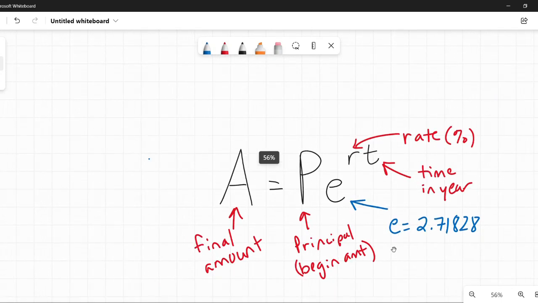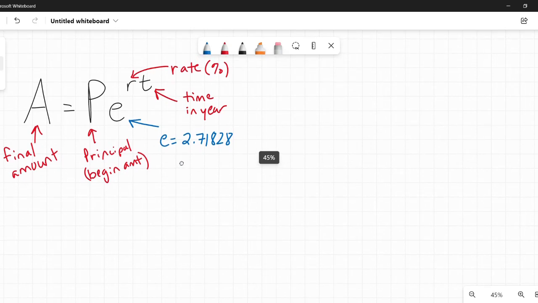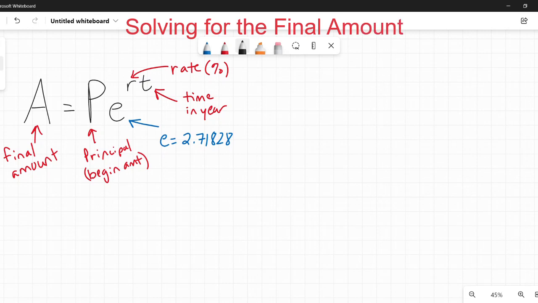I'm not going to erase this. I'm just going to move it up here to the corner so that we can see it while we're doing these problems. The first one we're going to be solving for is the final amount. We're going to go in increasing order of difficulty. So first we have the final amount. We're going to be given everything else. So I am told that the person invested $9,000 into a bank account, and this was compounded continuously at a rate of 5%, and it happened for 12 years. What was the final amount?